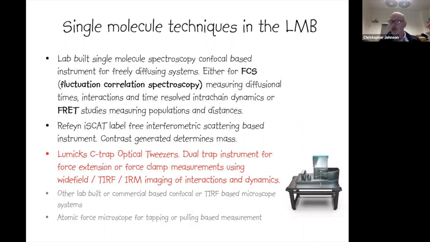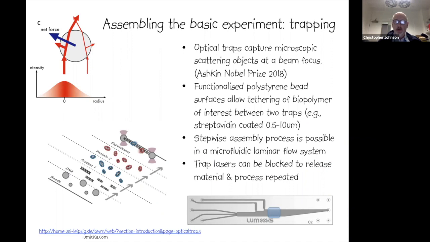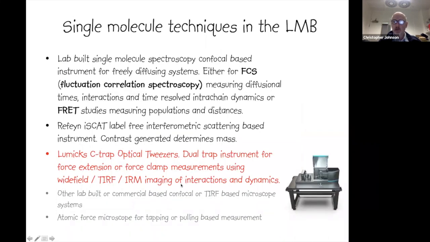So finally, I'll talk quickly about the C-trap that we are in the process of having installed in the building at the moment. Now, C-trap uses optical tweezers, and the instrument we have has two of these trapping lasers that can catch particles. It can be used in simple force extension or force clamp measurements, where we're interested in the amount of force that the molecule can resist or apply, or how that changes. But we also have an additional element in that you can image where you're holding your molecules between these optical tweezers, in our case using wide field fluorescence or reflectance microscopy options. And this allows you to look at interactions and dynamics within your system.